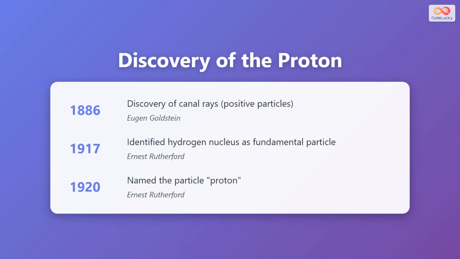The discovery of the proton was a gradual process that took several decades. In 1886, scientist Eugen Goldstein discovered canal rays, which were streams of positive particles. Then, in 1917, Ernest Rutherford conducted experiments that identified the hydrogen nucleus as a fundamental particle. Finally, in 1920, Rutherford gave this particle its name, the proton. The word proton comes from the Greek word meaning first, reflecting its fundamental role in atomic structure.